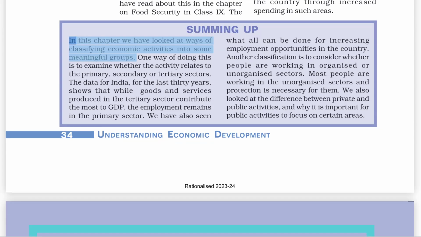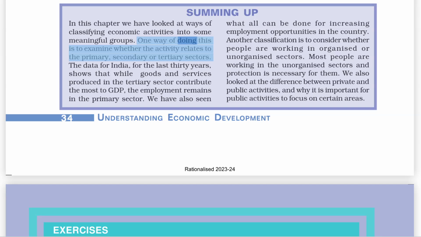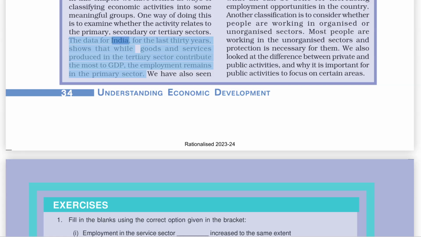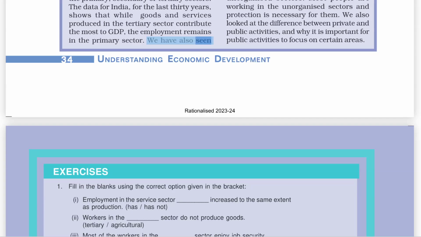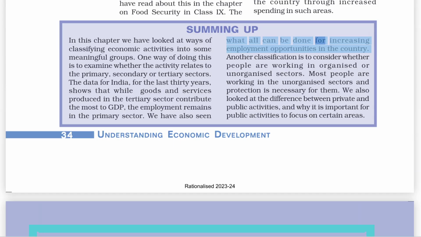Summing up, in this chapter we have looked at ways of classifying economic activities into some meaningful groups. One way of doing this is to examine whether the activity relates to the primary, secondary, or tertiary sectors. The data for India, for the last 30 years, shows that while goods and services produced in the tertiary sector contribute the most to GDP, the employment remains in the primary sector. We have also seen what all can be done for increasing employment opportunities in the country.